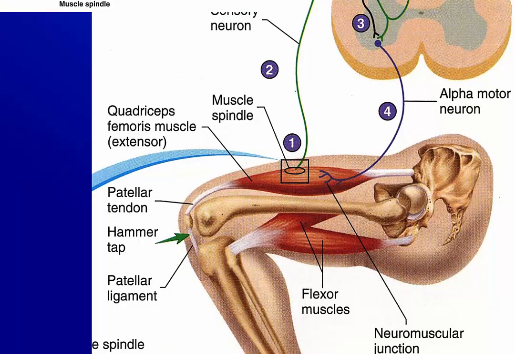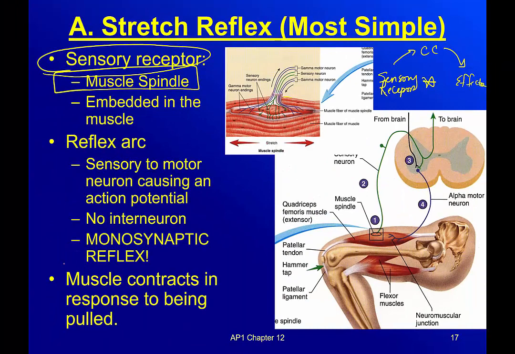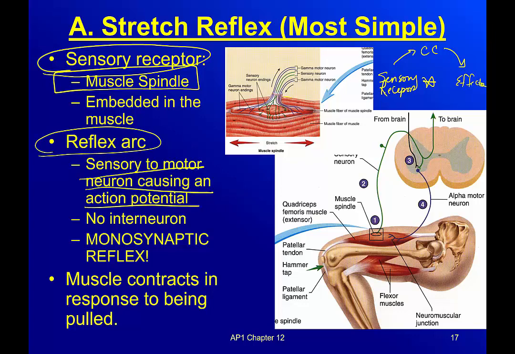Okay, this is our sensory neuron right here. The reflex arc goes sensory to motor neuron, causing an action potential. Notice that I said nothing about an interneuron. Remember I told you we have monosynaptic reflexes? This is one of those. There is no interneuron in this specific reflex. So, it's monosynaptic. Muscle contracts basically in response to being pulled.